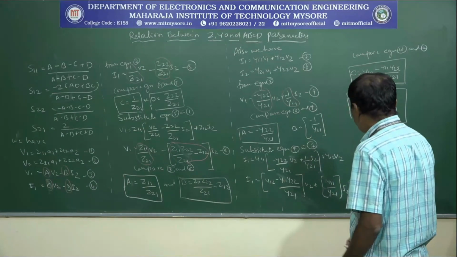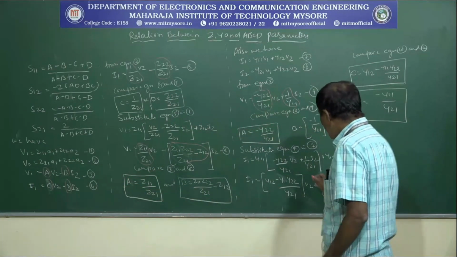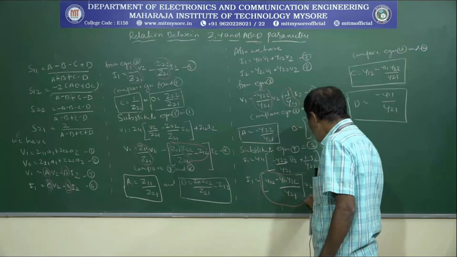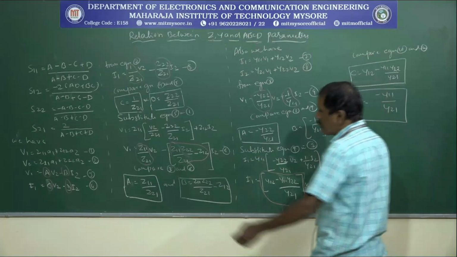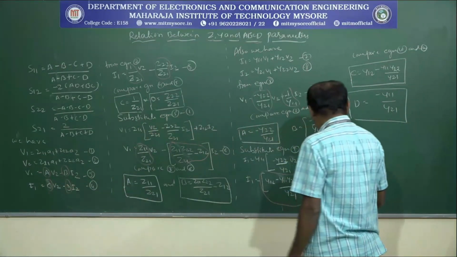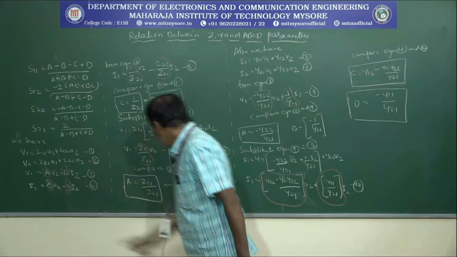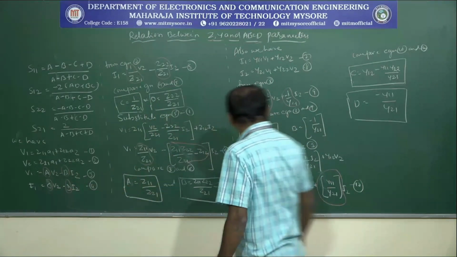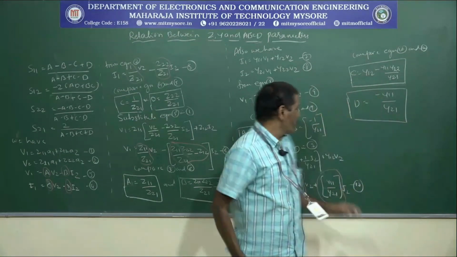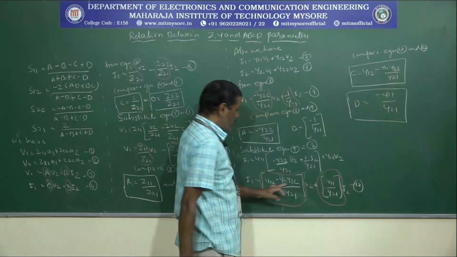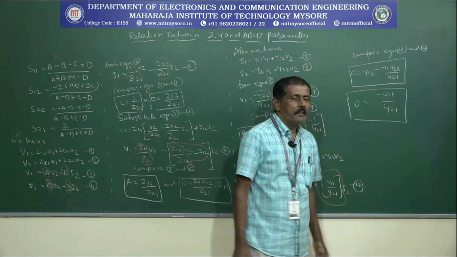Now compare this equation number 10 with respect to equation number 4. When you compare equation number 10 with equation number 4, here you have this particular term and here you have this particular term, and here V2 is there and here V2 is there, and here I2 is there and here also I2 is there. So therefore this C is equal to this term and this particular D is equal to this term. So I can write C is equal to Y12 minus Y11 Y22 divided by Y21 and D equal to Y11 divided by Y21.